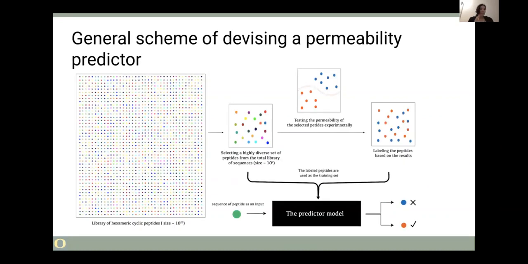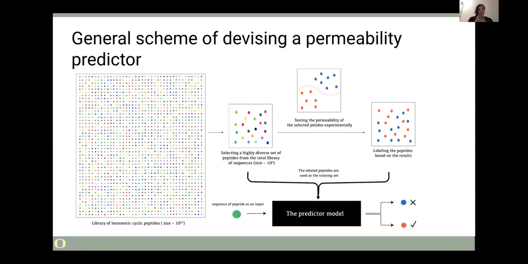So the pipeline that we came up with is to find a way to generate this diverse subset and then test them and build a machine learning tool. It's not going to be deep learning because we can't test so many, but a machine learning tool that can then learn permeability on the bigger space, and repeat doing that and hopefully get more and more of better permeable peptides.